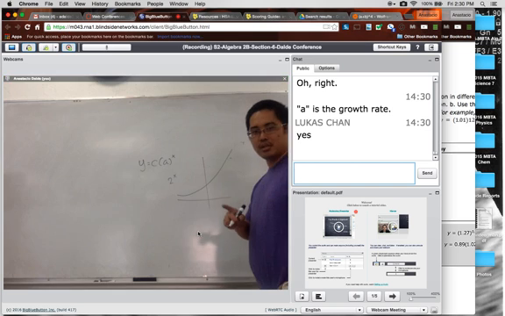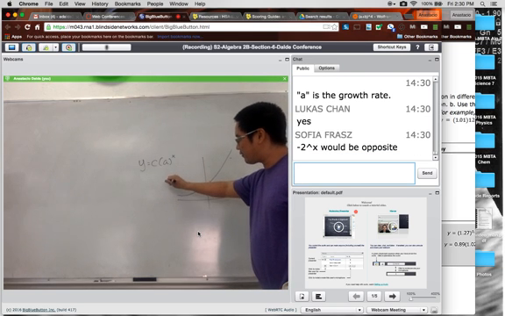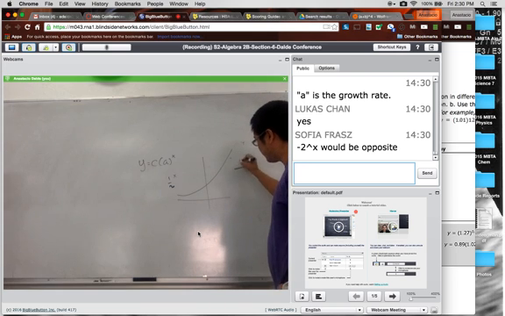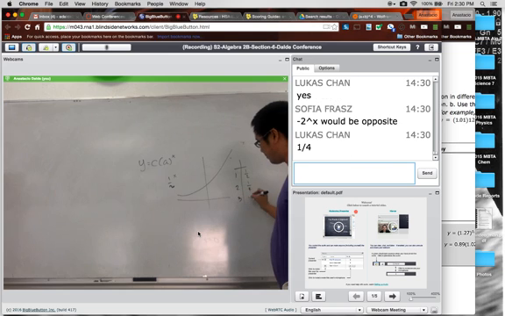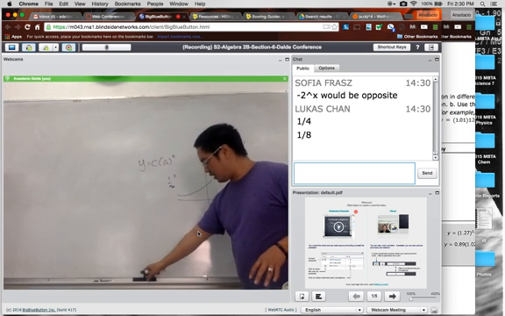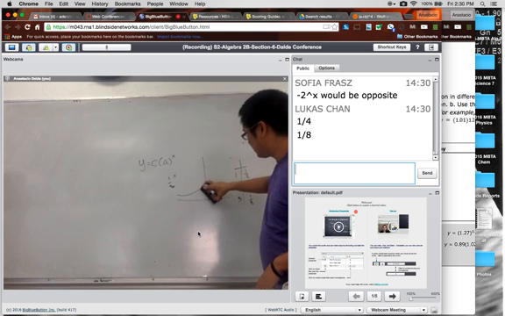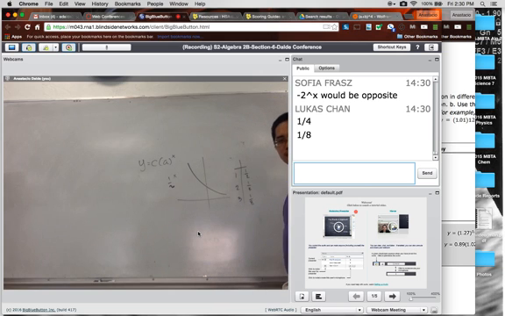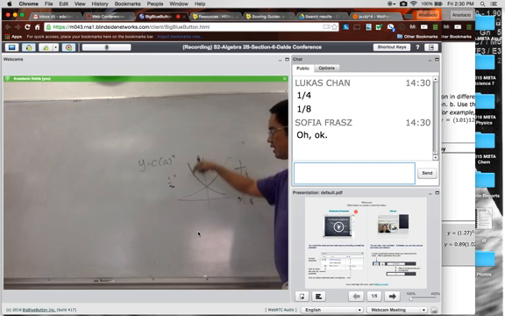Now, if A were 1/2, then if I were to make a table, if x is equal to 1, y is equal to 1/2. If x is equal to 2, y is equal to 1/4. If x is equal to 3, y is equal to 1/8. And so on and so forth. It would be a graph that looks like this. Exponential growth looks like this. Exponential decay looks like that.